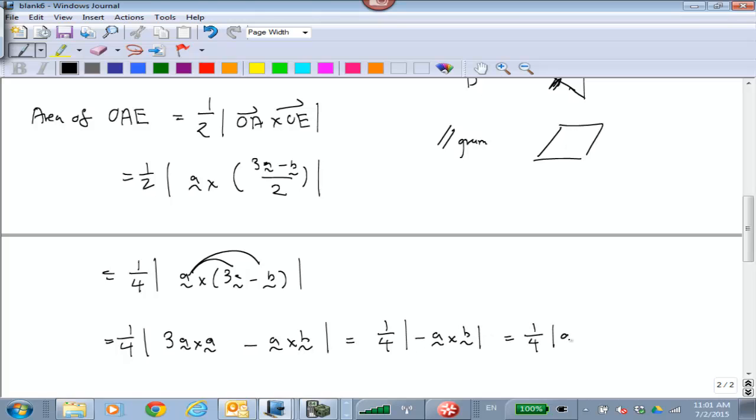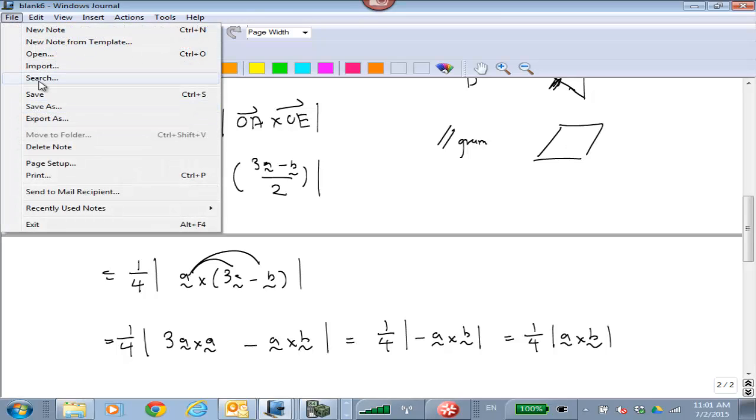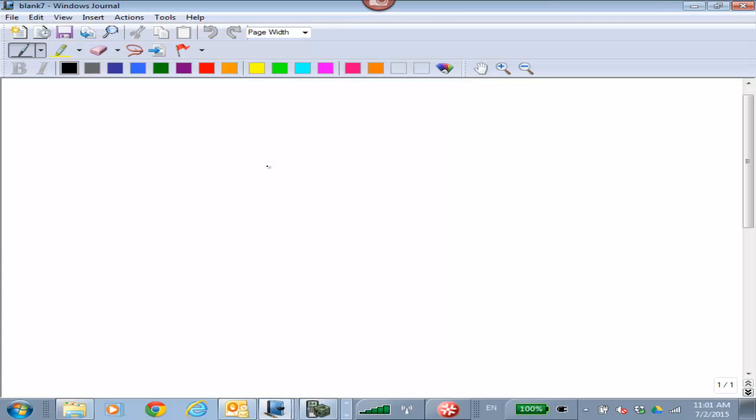That will cause a negative sign. Because of the modulus, you can just remove it. Is this the answer? 1/4? Is this fine? Okay so far? Okay, let's do something more. Extra. Ready? But this extra, okay?